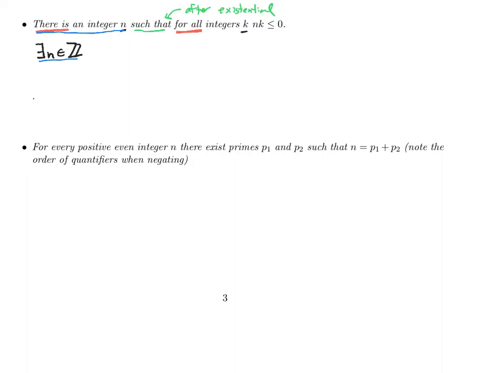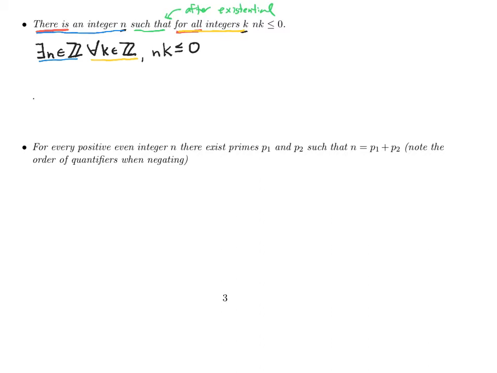Let's do that for all integers, or I should say k, not n. For all k that are integers. So that is our second quantified statement. I'll highlight this one in yellow. So for all integers k, that's that. And then our open sentence is pretty easy: n times k is less than or equal to 0. So that's the first part.